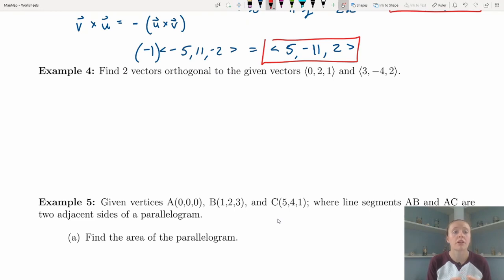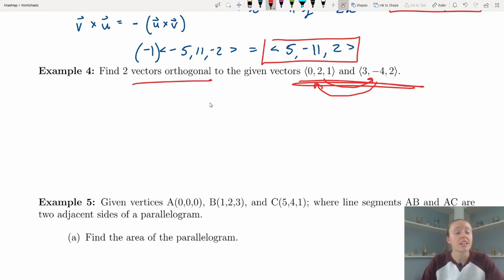So in example 4, we're going to find two vectors orthogonal to the given vectors 0, 2, 1, and 3, negative 4, 2. So remember, the result of a cross product is an orthogonal vector. And how do we get two vectors that are orthogonal? Well, u cross v, or one vector crossed with the other, will give us one vector that's orthogonal to both. And then if we cross it the opposite way, v cross u, we're going to get another vector that's orthogonal, just in that opposite direction. So all we gotta do is the cross product between these two vectors, doesn't matter which order, that's going to be one orthogonal vector, and then we'll multiply it by a negative 1 to get another orthogonal vector.